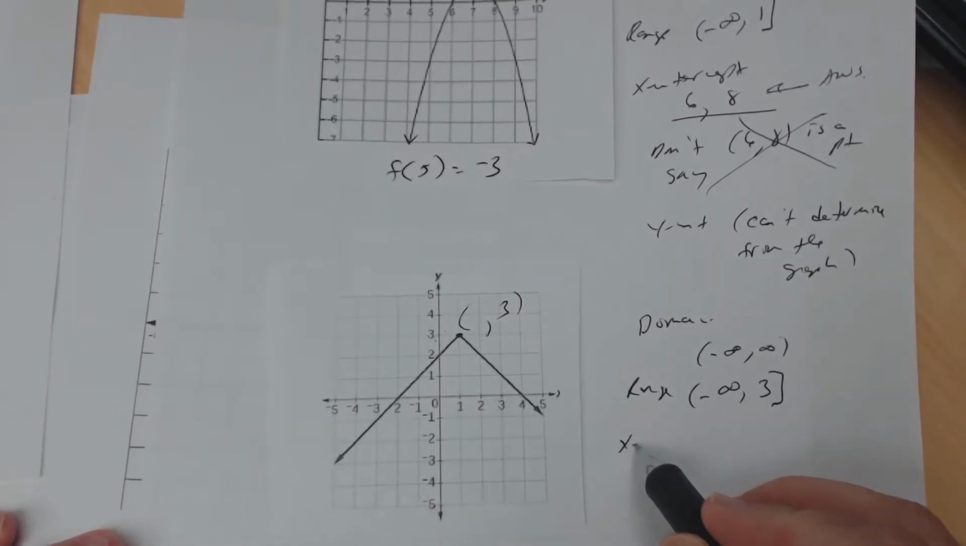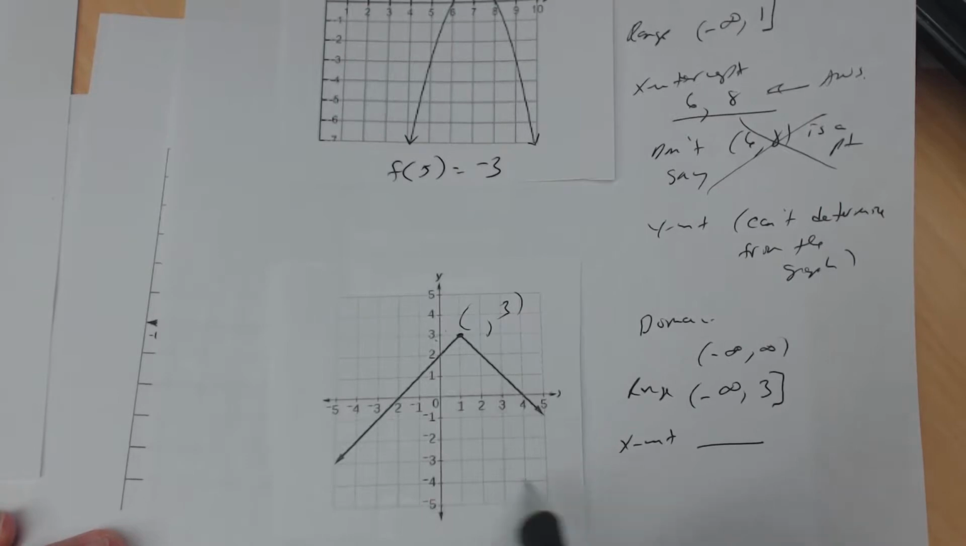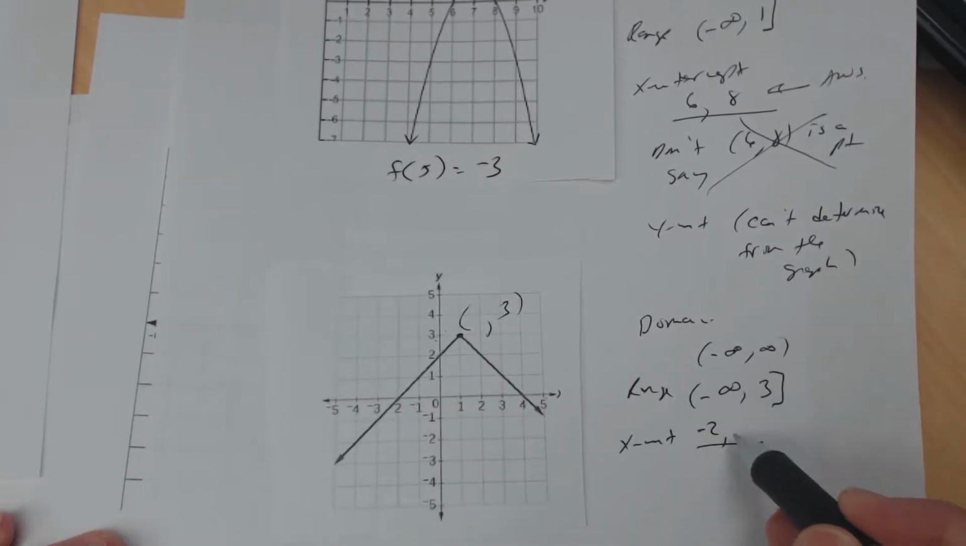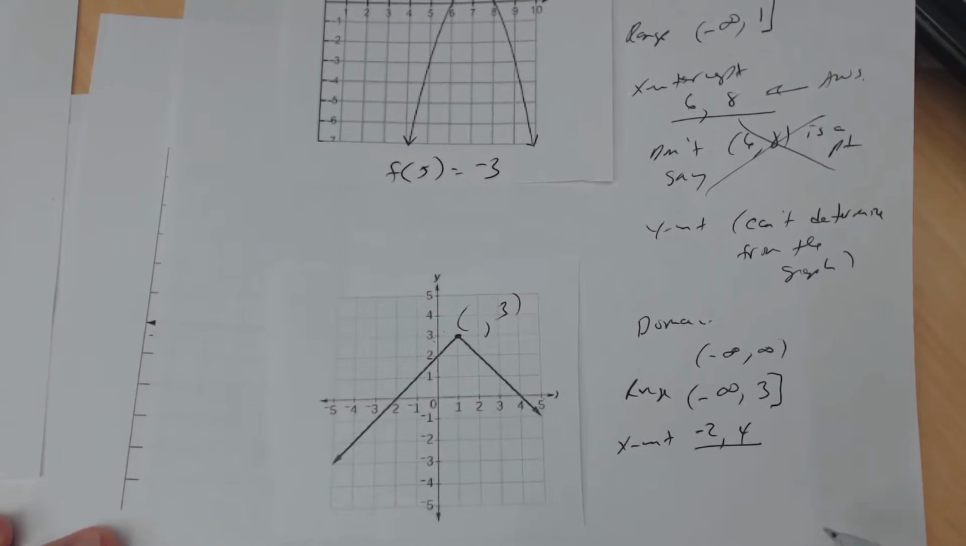Okay, the x-intercept. There are 2 of them. The graph intersects the x-axis at negative 2 and 4. So I say negative 2, 4. Again, don't put that in parentheses.